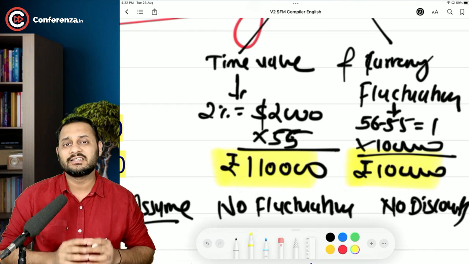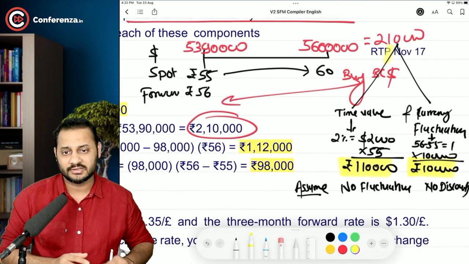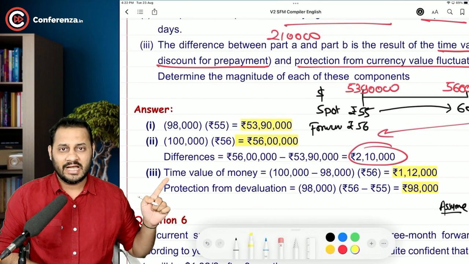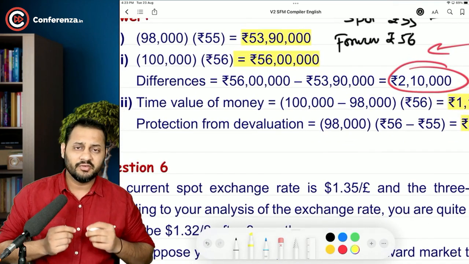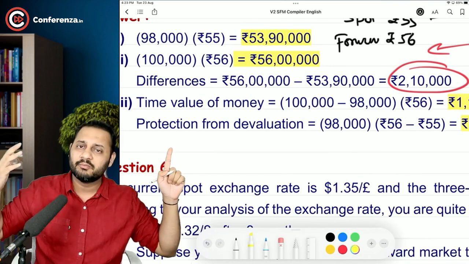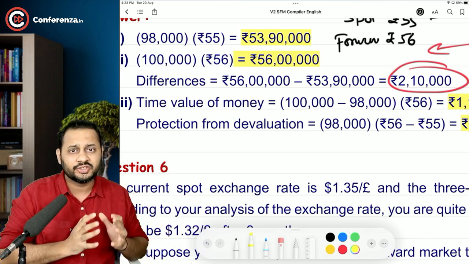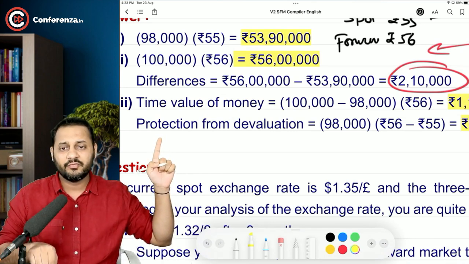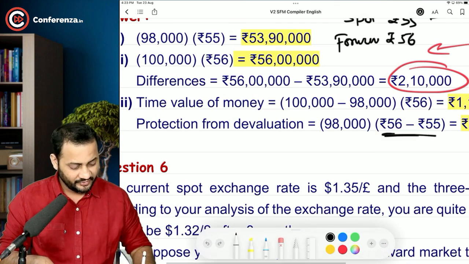The institute's answer is different from what I have calculated, and I am not satisfied with the institute's answer. See, the question has clearly asked you to bifurcate that difference between time value of money and protection from devaluation. So obviously, whenever you solve a question from one point of view, you keep the other things remaining constant. If you remember the mathematics that you have learned in the past, other things remaining constant, we only calculate the impact of this. So the impact of protection from the devaluation is only this much, 56 and 55.